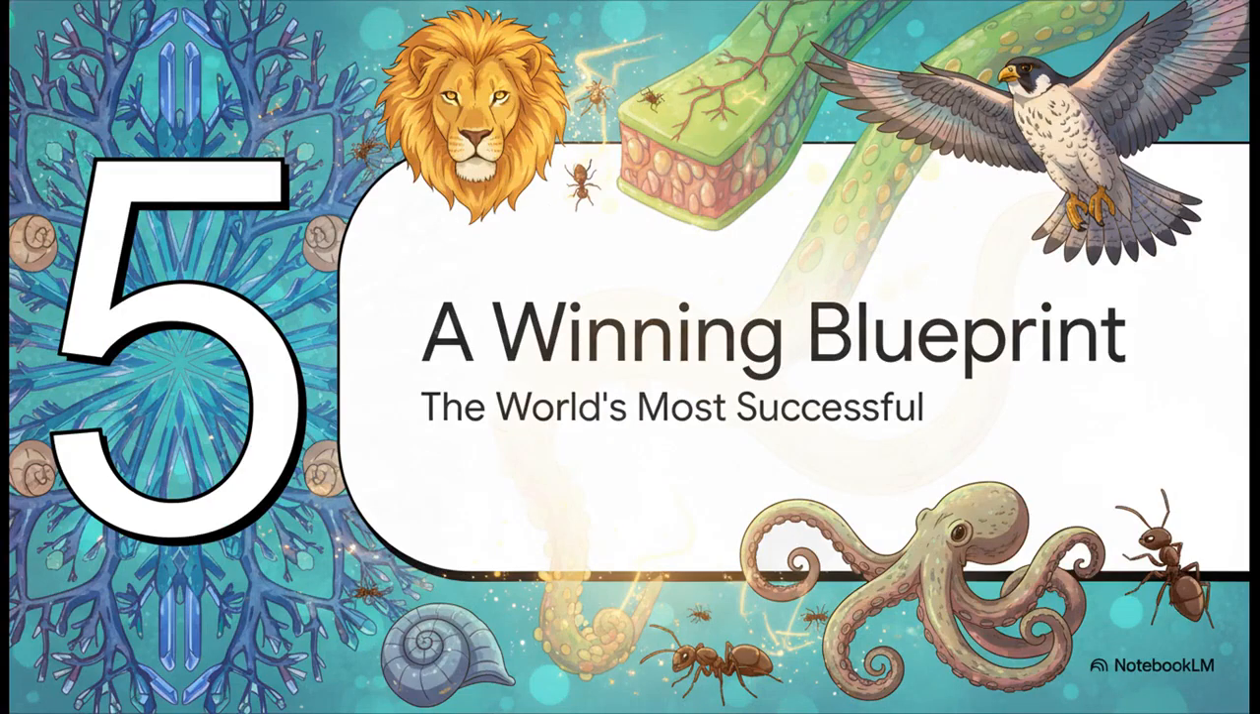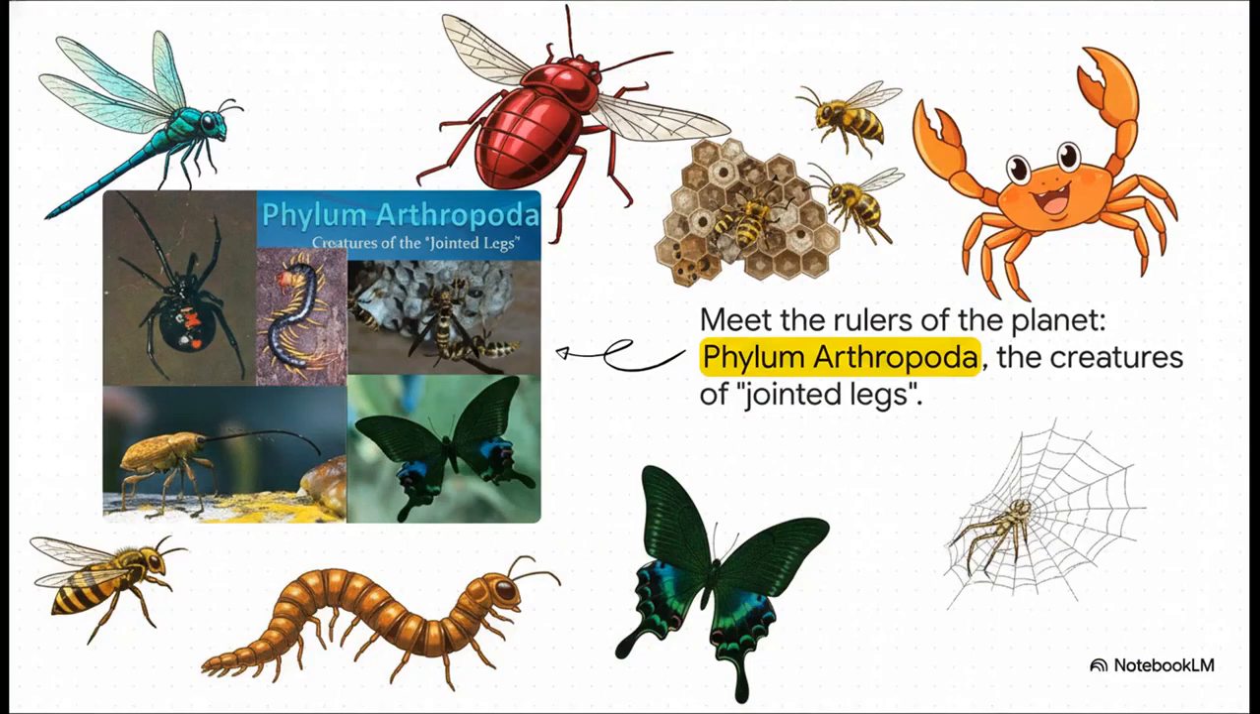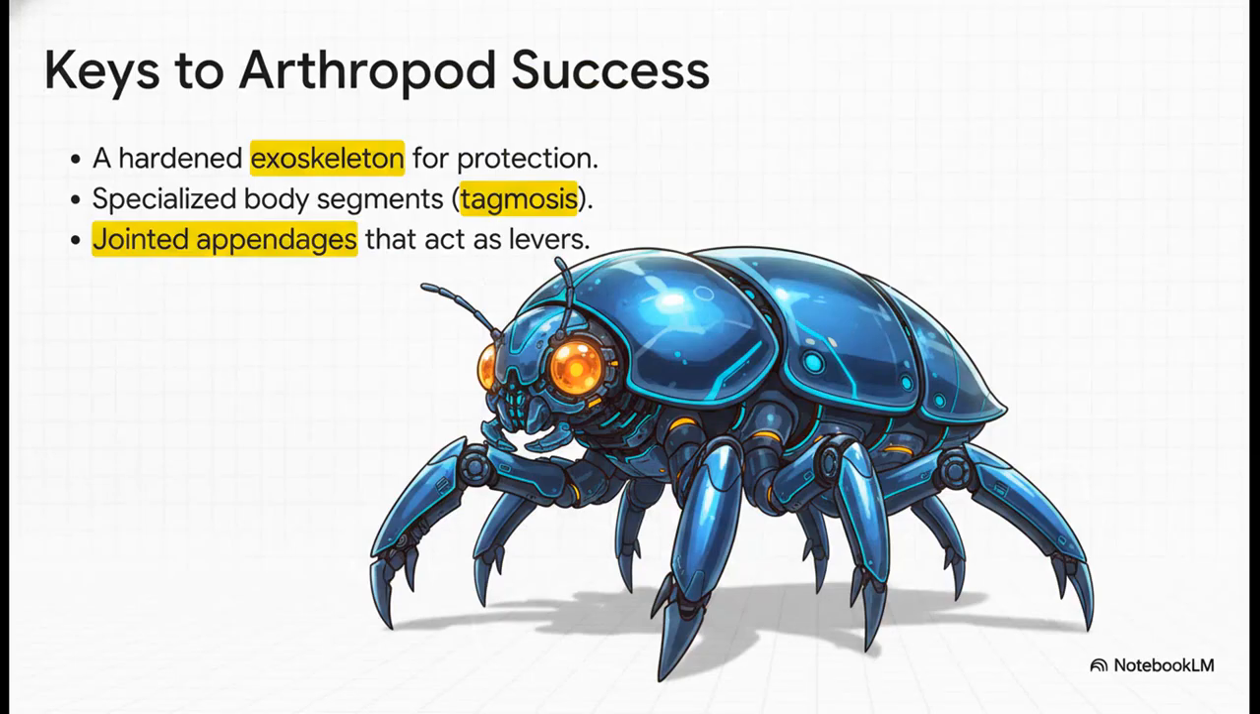So now that we have our rules, we're looking at symmetry, layers, cavities, and embryonic development. Let's see how they apply by looking at the undisputed champions of kingdom Animalia. Meet phylum Arthropoda. We're talking insects, spiders, crabs, centipedes. These creatures are absolutely everywhere. Their basic body plan is, without a doubt, the most evolutionarily successful blueprint on the entire planet. So what's their secret? What makes them so successful?